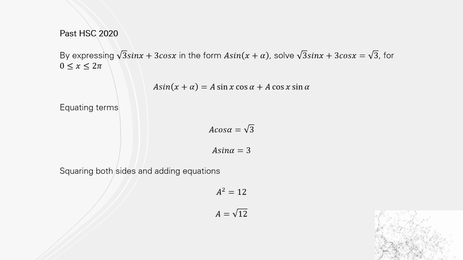So here's our second example where we're actually going to use it and solve. So once again, it's almost the same as the last one, but instead of being a minus, it's a plus. Surd 3 sine x plus 3 cos x. We're going to express it in the form of a sine x plus alpha, and then we're going to solve. So equating our terms, a cos alpha equals surd 3 and a sine alpha equals 3. Oh, sorry, we should have expanded, done the compound angle form.